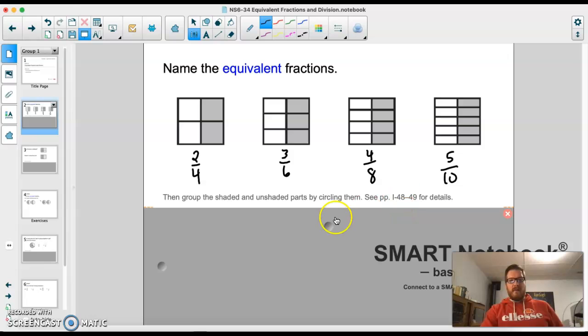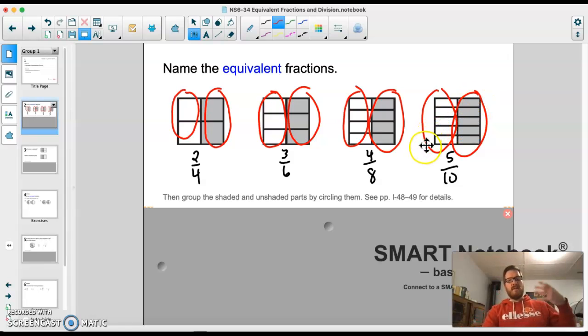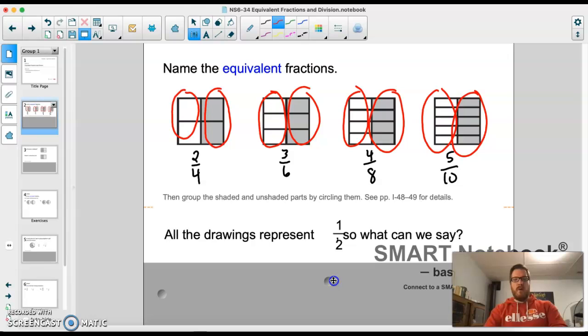Then it says, then group the shaded and unshaded parts by circling them. So in each of these, I'll just change colors for a quick sec. So here is unshaded versus shaded. Here we have unshaded versus shaded, unshaded, shaded, and so on and so forth. Okay? So each time it's the same sort of grouping of shaded and unshaded, and they all represent the same kind of thing. And so what we say then is that all of the drawings represent 1/2.